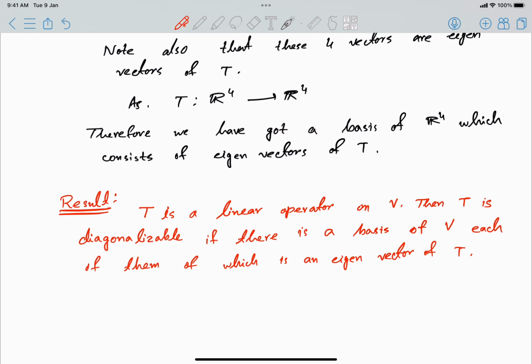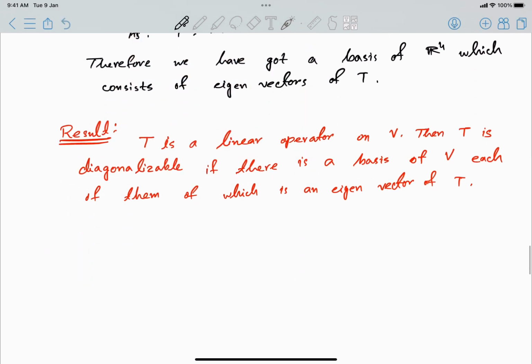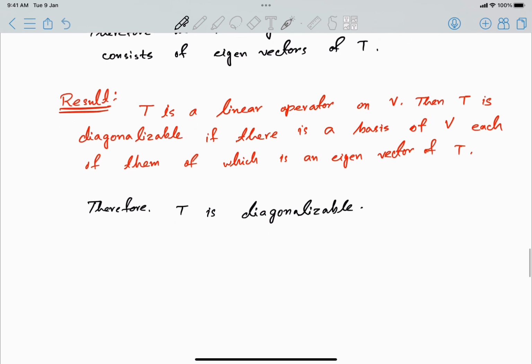So what this is saying is that T is called diagonalizable if we can find a basis for the vector space V which consists of the eigenvectors of T. And what we have got is saying exactly the same thing, right? We have a basis for R4 which consists of the eigenvectors of T. Therefore T is diagonalizable. So we got that our linear operator is diagonalizable.